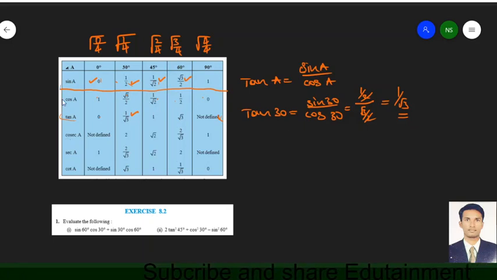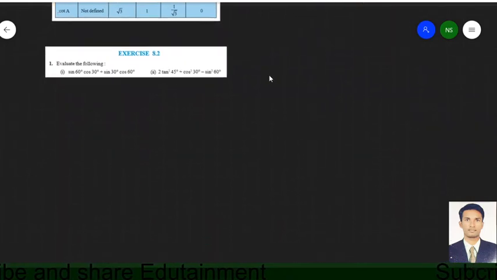Like that, inverse of sine also we can find out. Inverse of sine is cosecant, inverse of cos is secant, inverse of tan is cot. Like that we will find out the answer. Now let us move to the question.